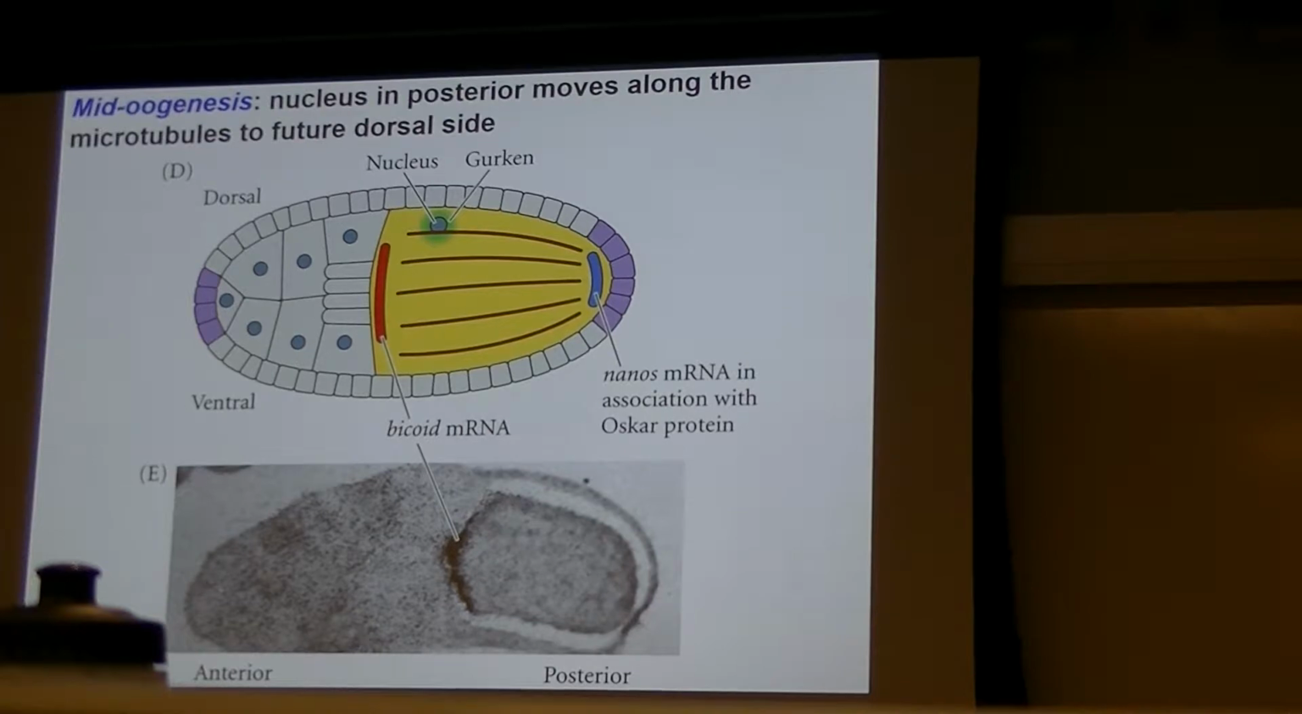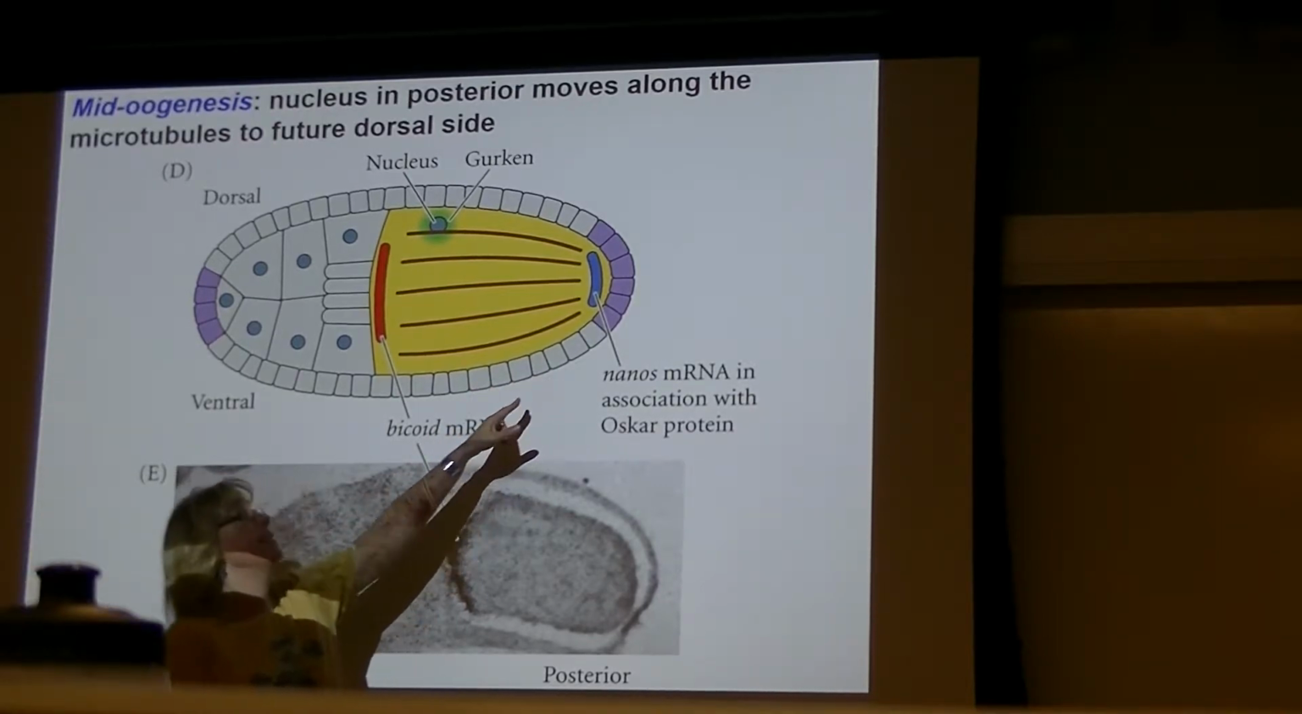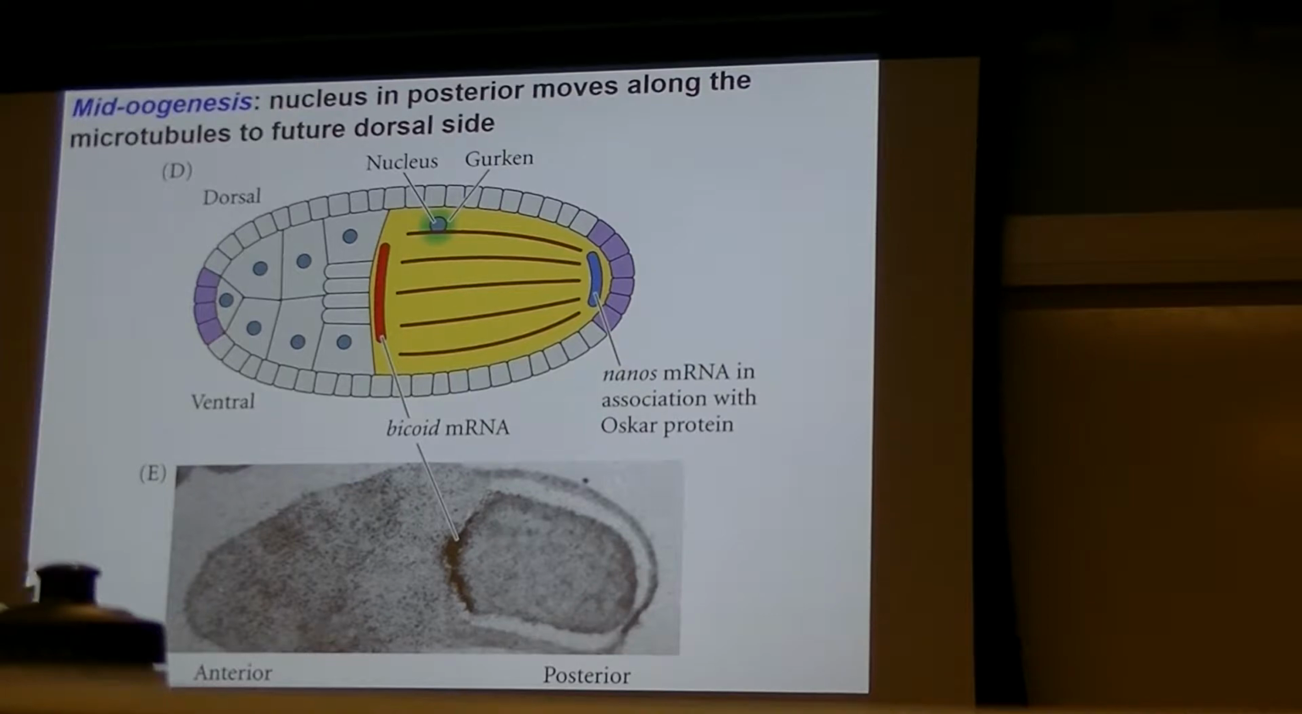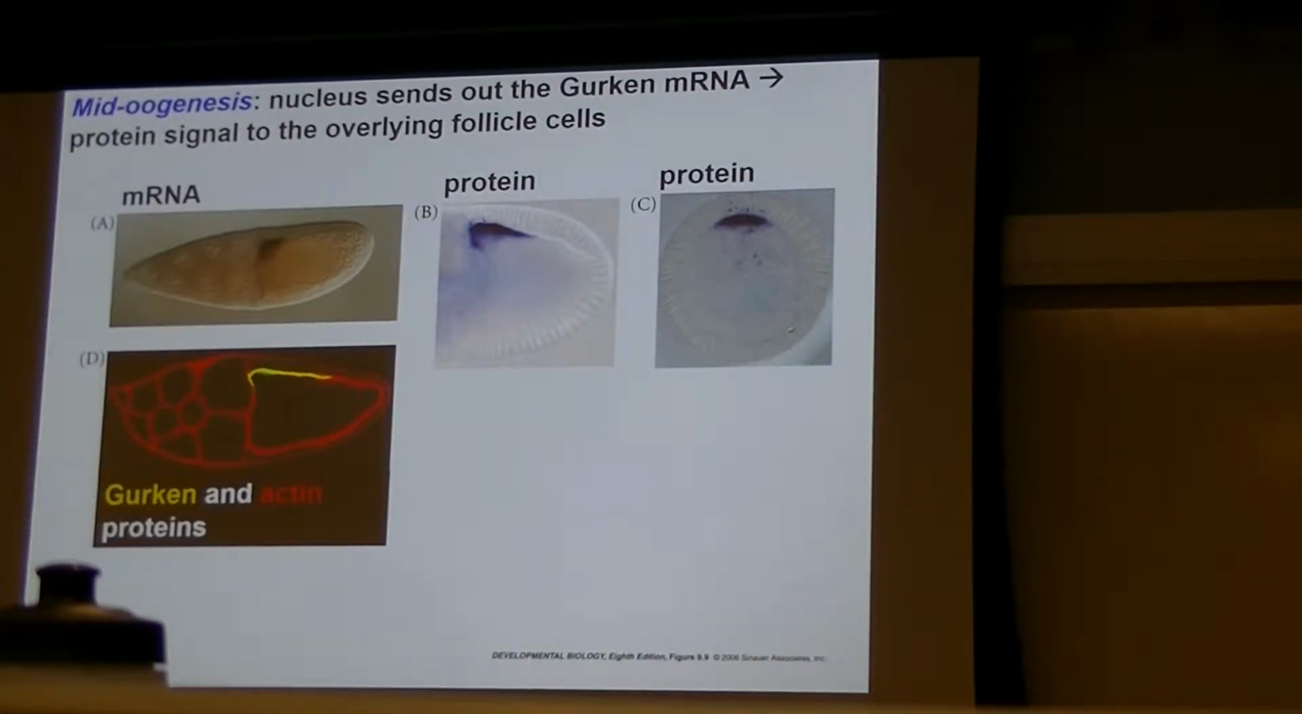At this point, the nucleus is actually going to move, which is kind of weird, but it physically moves from being located here in the posterior side up to the corner of the oocyte cell, as you can see. Up there in that corner, that's going to become the future dorsal side of this oocyte and then later the embryo after it's fertilized. So it moves up there. And once again, when it gets to that location, it sends out some more gurken mRNA and communicates with the follicle cells that are overlying it.